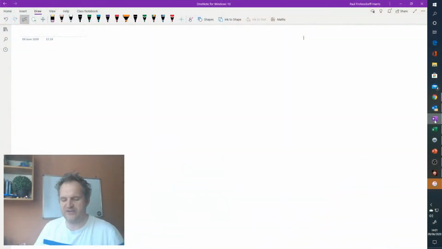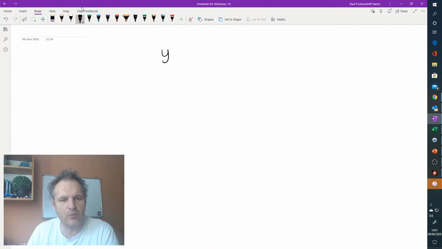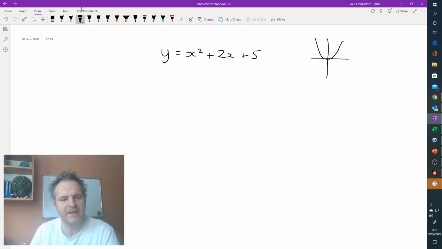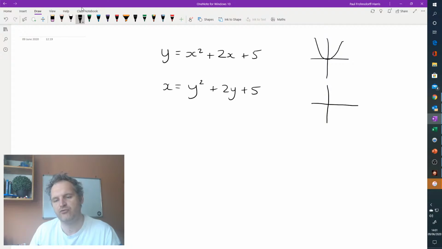So we know already that a quadratic equation normally takes the form something in the region of y equals x squared plus 2x plus 5, for example. Anything with an x squared we know has a shape that looks like that. If we inverted that and instead said x equals y squared plus 2y plus 5, the effect would be to instead have an equation like that.